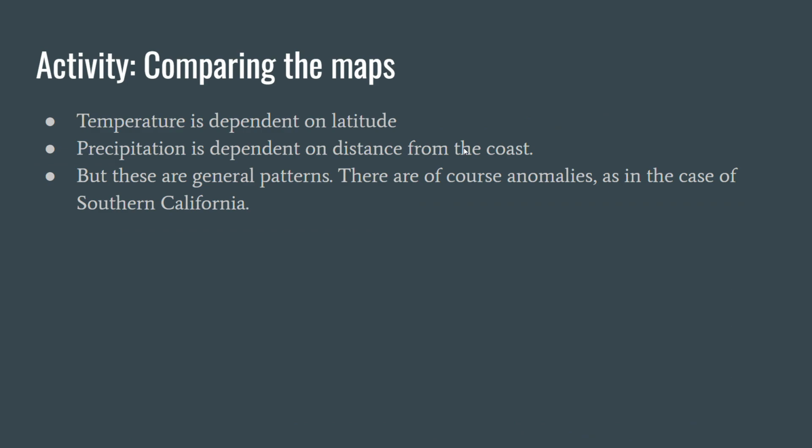Looking at the answers to this activity, we can see that temperature is dependent on latitude, where it's colder in the north of the country than the south, and precipitation is dependent on distance from the coast. But then also there are many local effects, and the things listed here are general patterns. For example, you can see in Southern California there's a bit of an anomaly: Southern California is beside the Pacific Ocean, but due to certain wind currents and mountain ranges, that area is very dry.